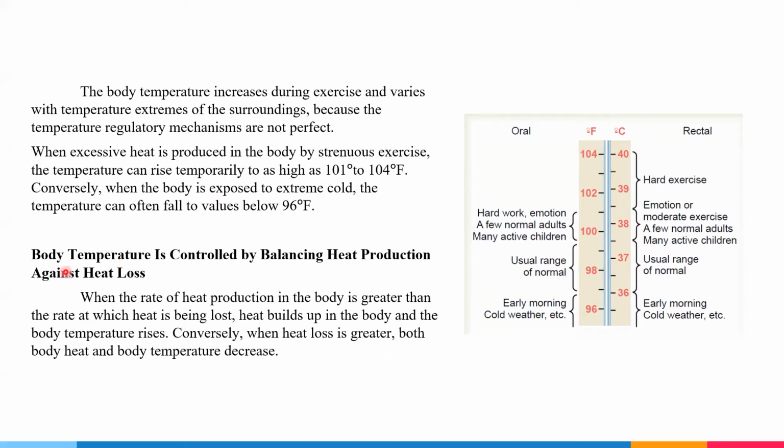Next, let us look at how the body temperature is controlled by balancing heat production against heat loss. When the rate of heat production in the body is greater than the rate at which the heat is being lost, heat builds up in the body and the body temperature rises.